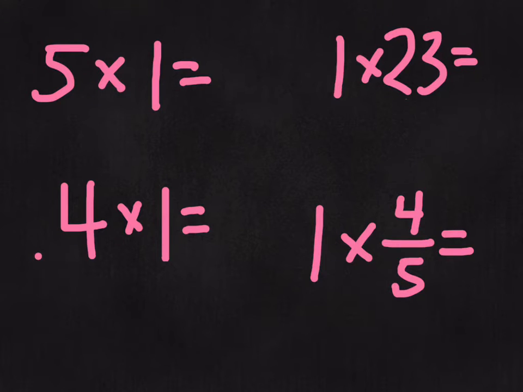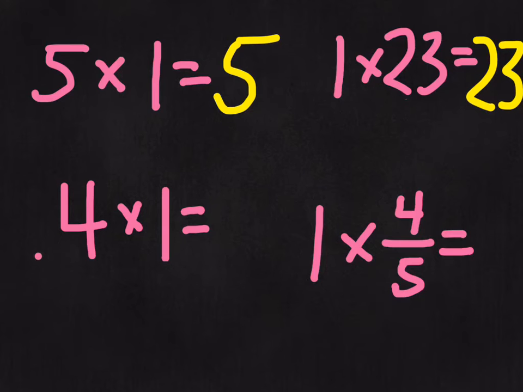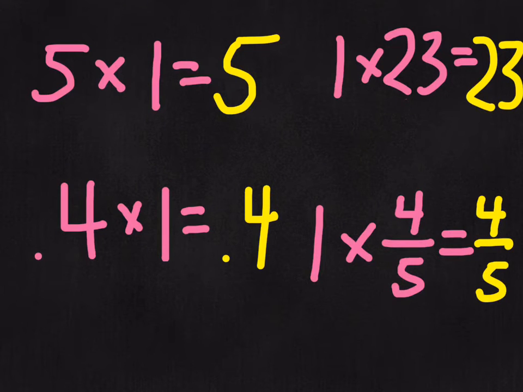The first thing we want to understand is that anything times 1 is going to be itself. So 5 times 1, 1 times 23 is going to give you 5 and 23. And this works for decimals too. So 4 tenths or 0.4 times 1 is going to give us 4 tenths. And for fractions as well. So 1 times 4 fifths is still going to be 4 fifths. Anything times 1 is itself. Pretty simple.